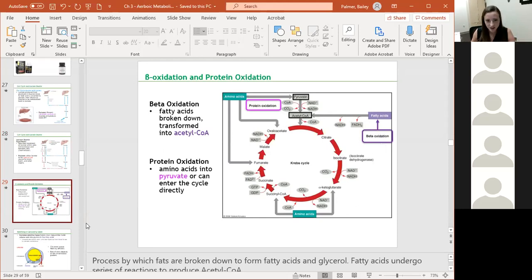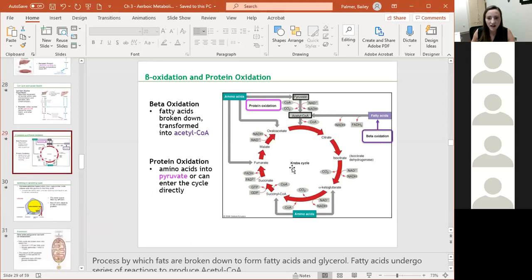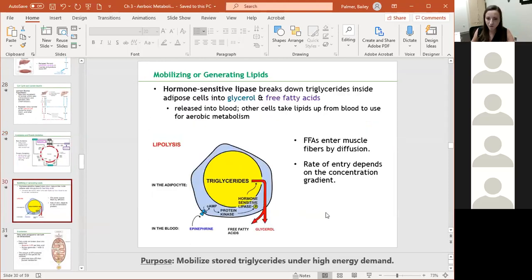And I have some good pictures of it that we'll get to. But beta oxidation is just using fatty acids to produce more ATP. But before we talk about beta oxidation, another point here is the role of insulin and the role of lipase. So in order to understand beta oxidation, we have to talk about these other two topics first.